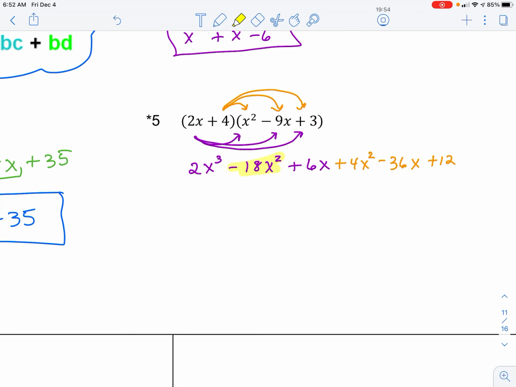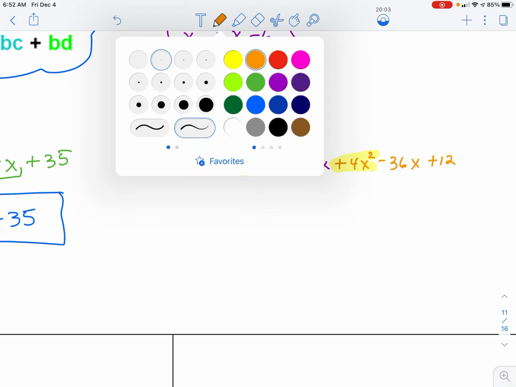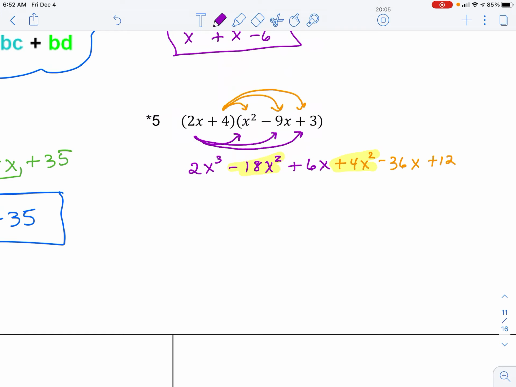So we have a negative 18x squared, and we have a positive 4x squared. So let's write down what we have already. So we have 2x to the third power. Remember, we want to write these in descending order of exponents. And we have minus 18 plus 4, which is going to give us a negative 14x squared.